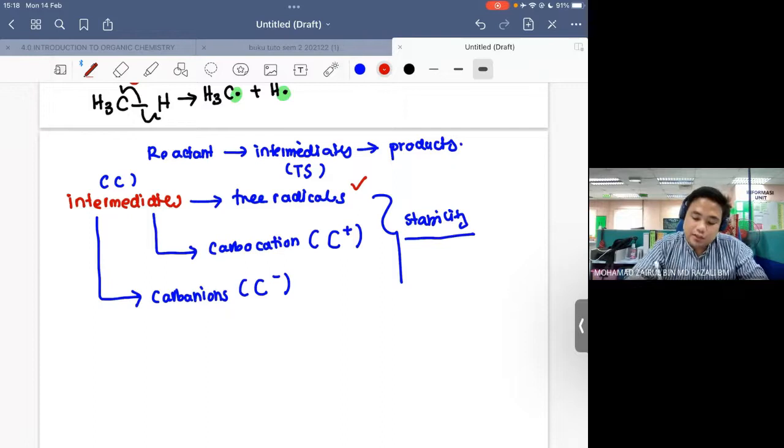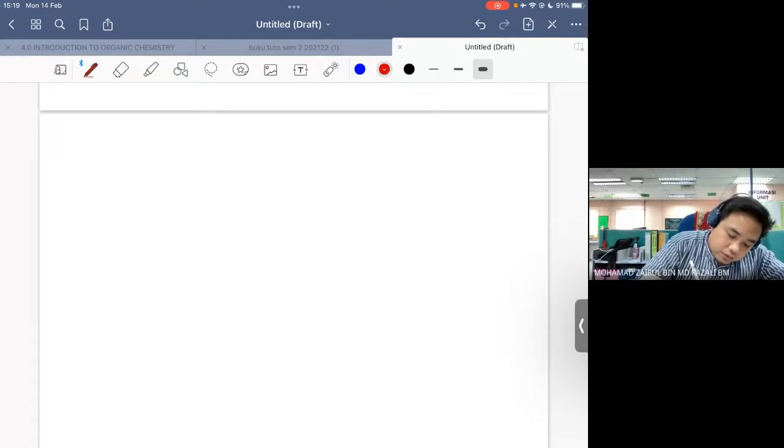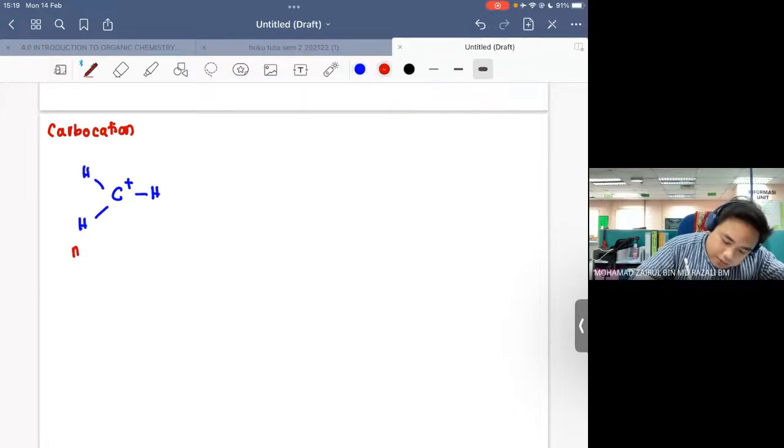So tadi kita dah tengok free radical kan? Okay, so now let's start with the carbocation. Same goes macam free radical itu, carbocation tu juga kita boleh classifykan dia based on the number of the alkyl group surrounding the positive carbon tu. So sama juga macam free radical. If surrounding the C plus itu, we have 3 hydrogen, yang ini kita panggil dia sebagai methyl carbocation.